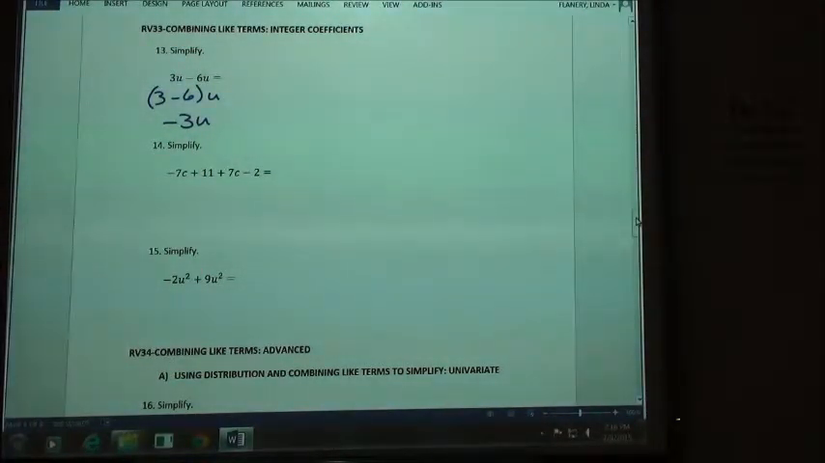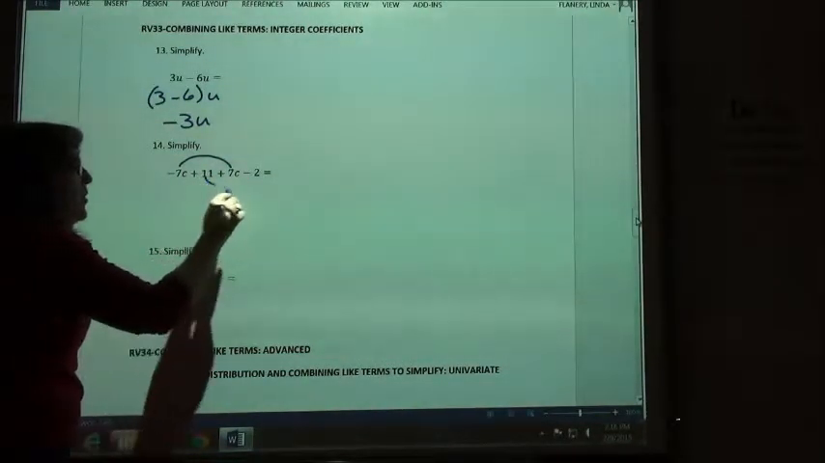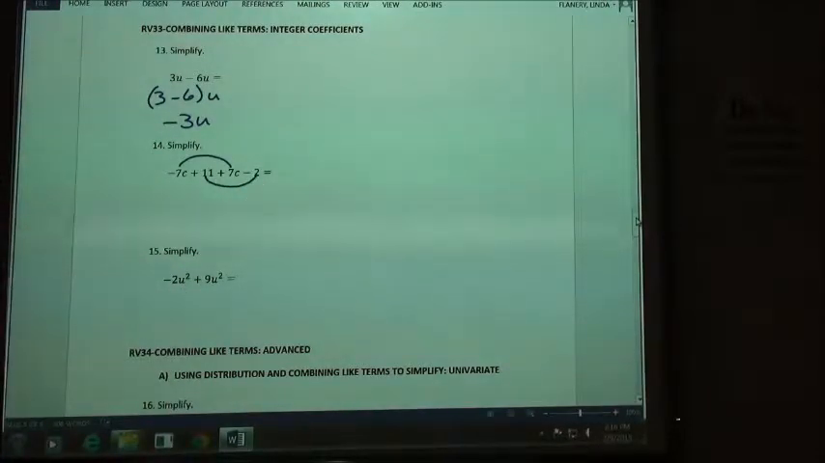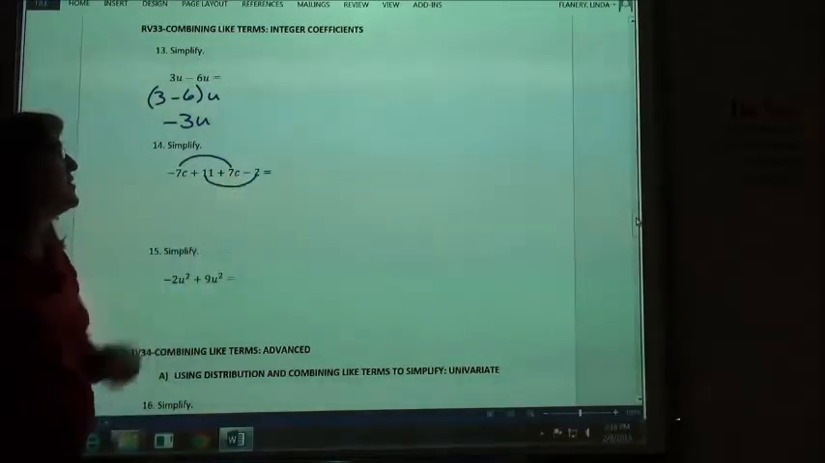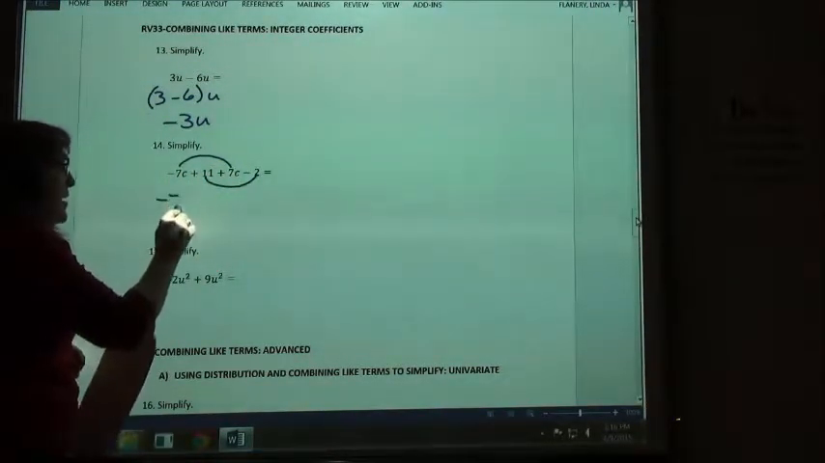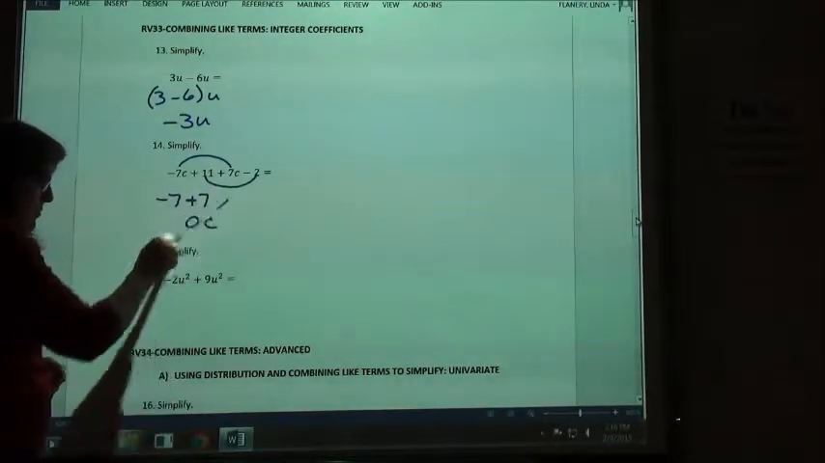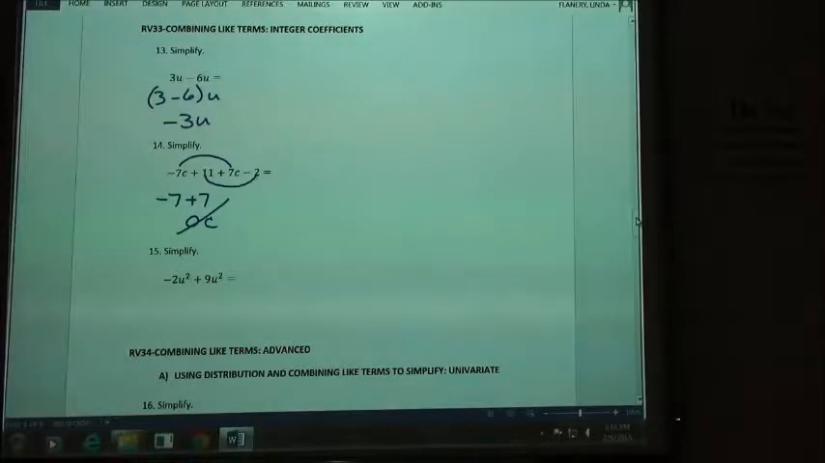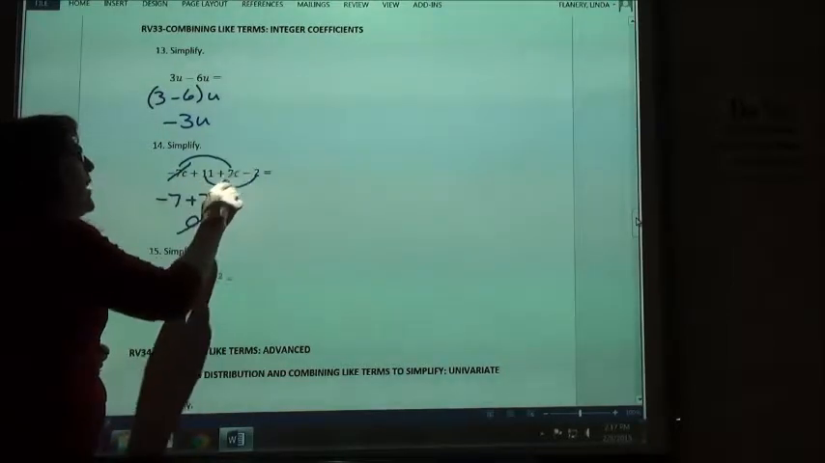So number 14, when I combine my like terms there, I'm going to put these two together because they both have c's, and I'm going to put these two together because they're both plain numbers. Now when I have a negative 7c and a positive 7c, negative 7 plus 7 is 0. 0 c's, we just cancel that out of there. You don't put c down because c means 1c. So if it comes out to 0, they just canceled out and they're gone.